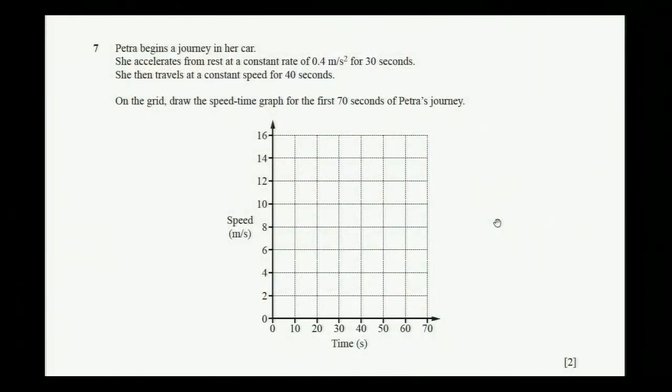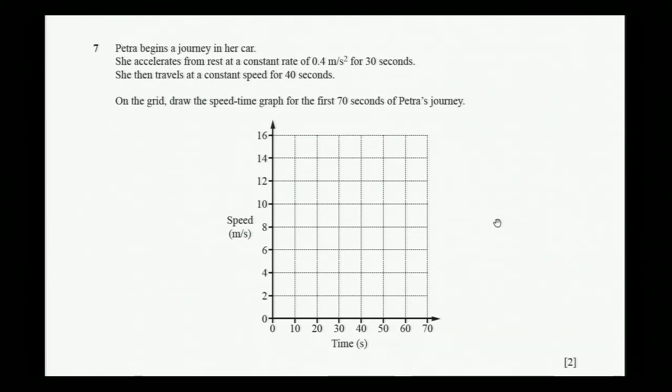Okay. So, this one. Petra begins a journey in a car. She accelerates from rest at a constant rate of 0.4 meters per second squared for 30 seconds. She then travels at a constant speed for 40 seconds. So, on the grid, draw the speed-time graph for the first 70 seconds of Petra's journey.